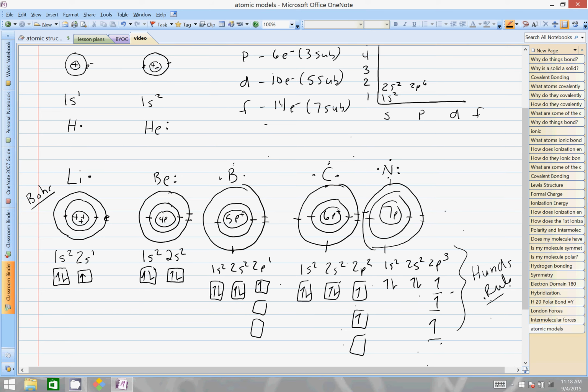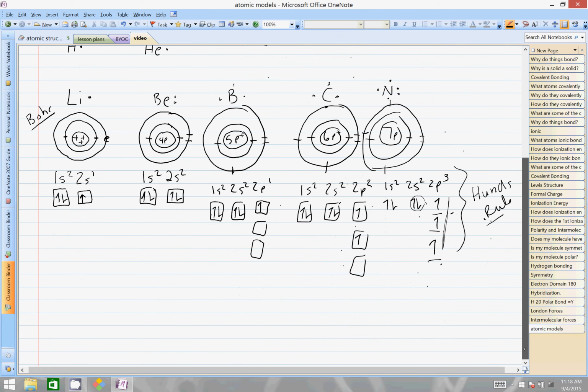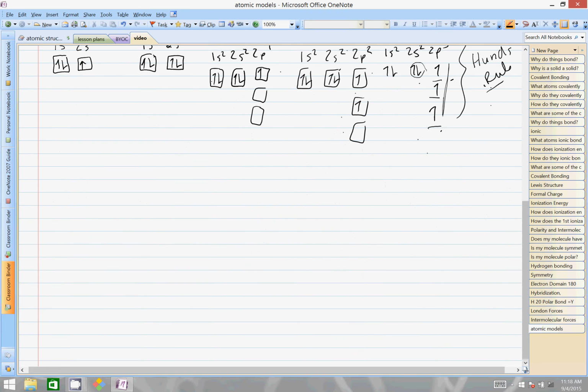You could read in a book, the definition of Hund's rule would state that electrons matched are higher in energy than if they're separated within the same suborbital. Therefore, they spread out as much as possible. All right, we'll go to, let's say, a little bit more room.